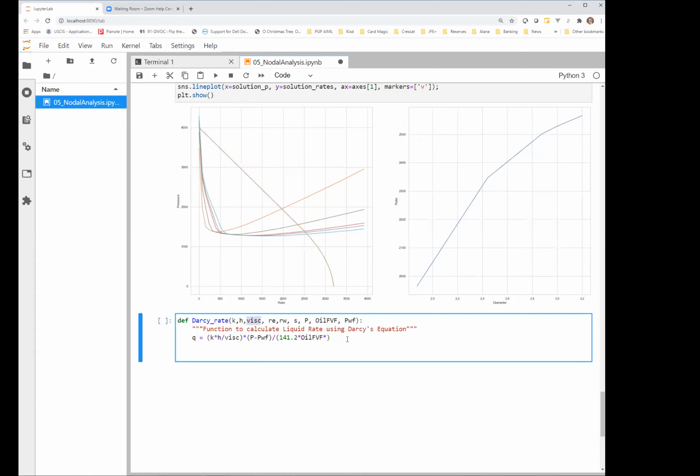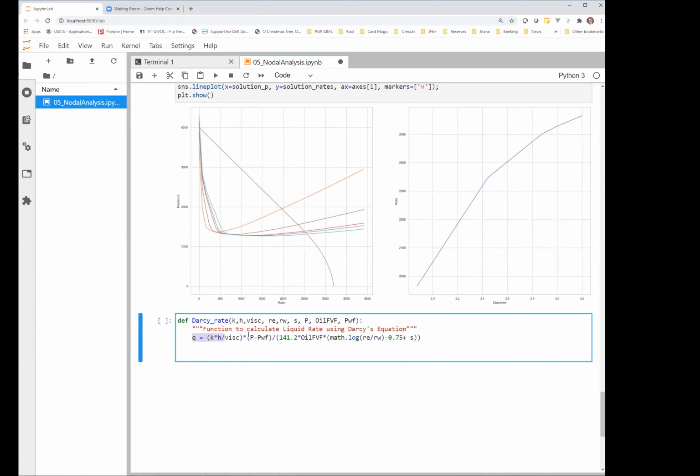I'm not so sure if viscosity is right here. No, viscosity is already there. Times, now, instead of using it in a normal equation, we should be using math.log of RE divided by RW minus 3/4, which is this, plus the skin. Skin is lowercase. Okay.